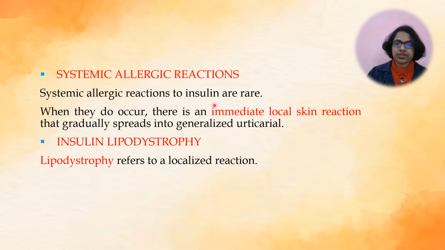Systemic allergic reactions to insulin are rare. When they do occur, there is an immediate local skin reaction that gradually spreads into generalized urticaria. Then lipodystrophy. Insulin lipodystrophy refers to a localized reaction.